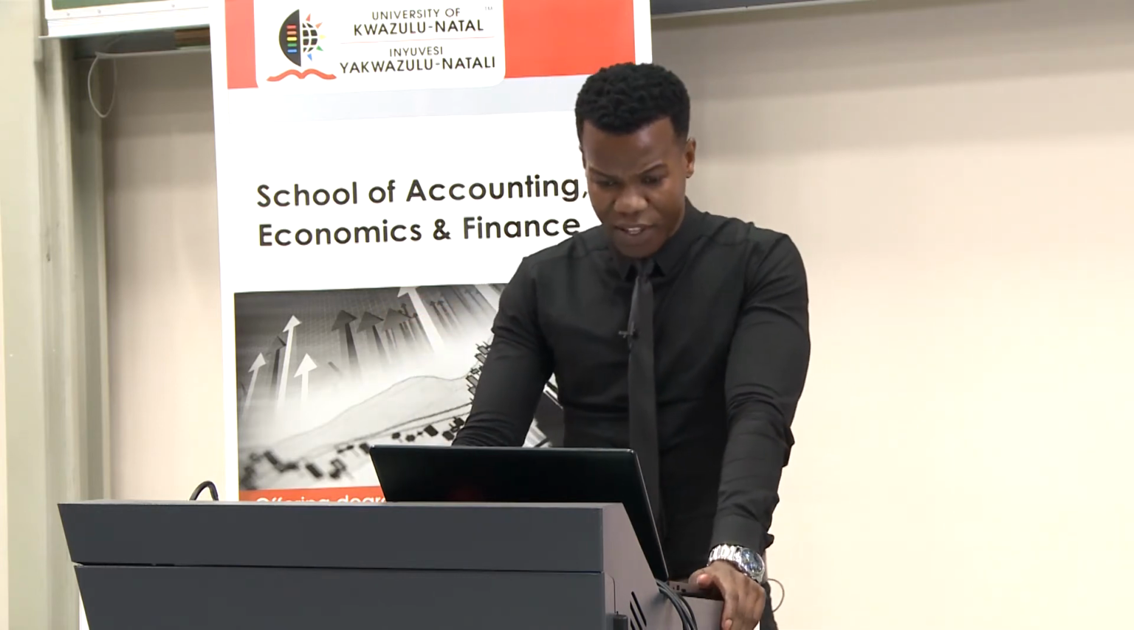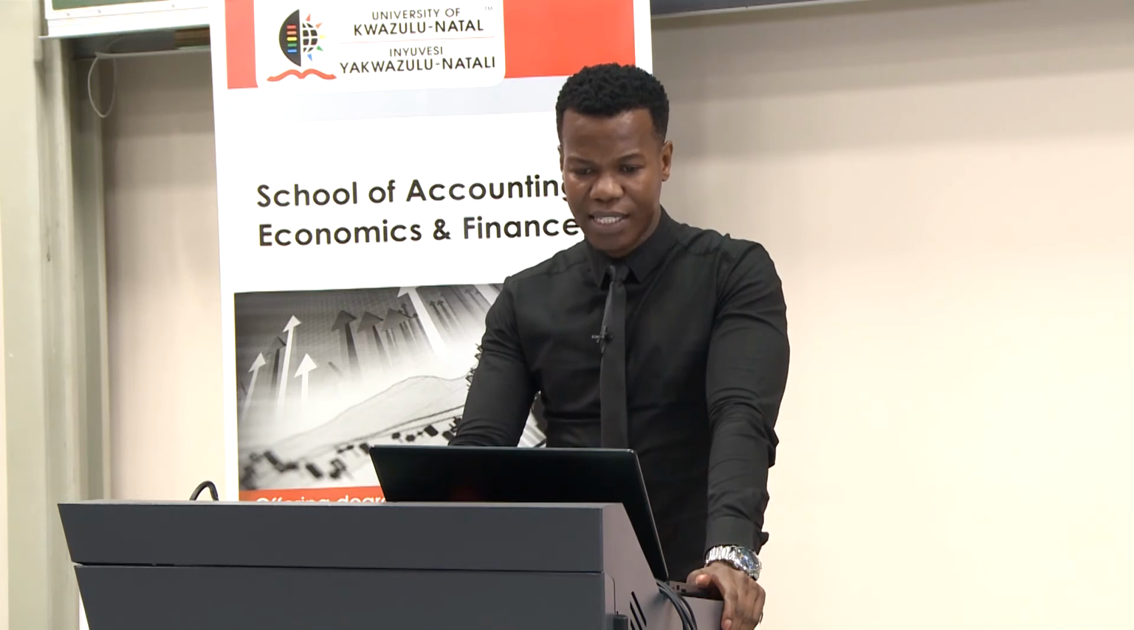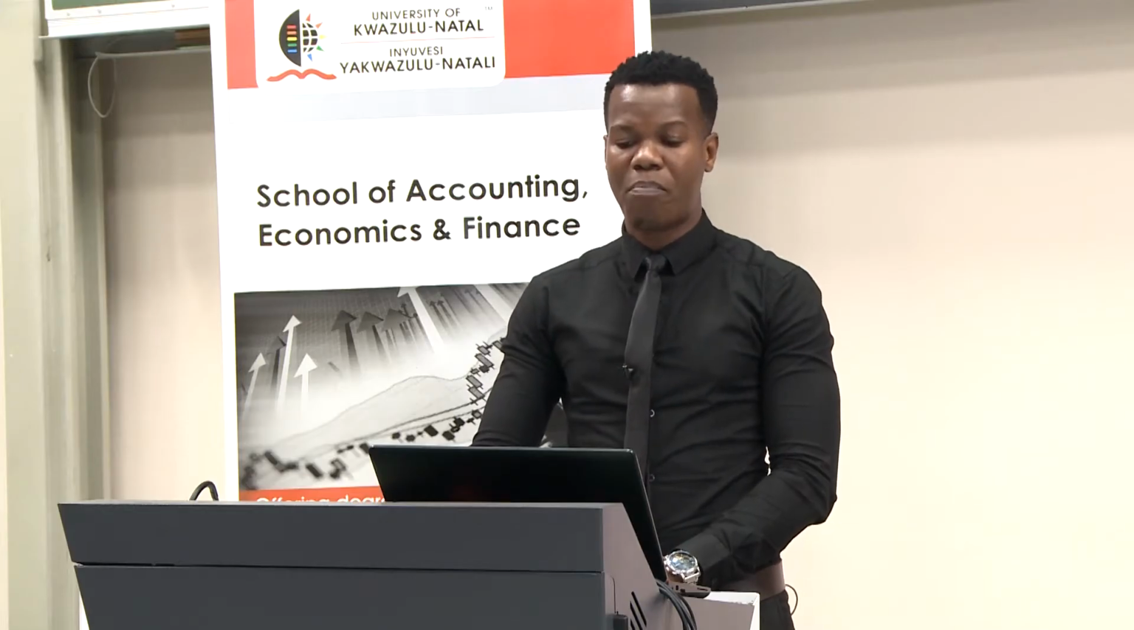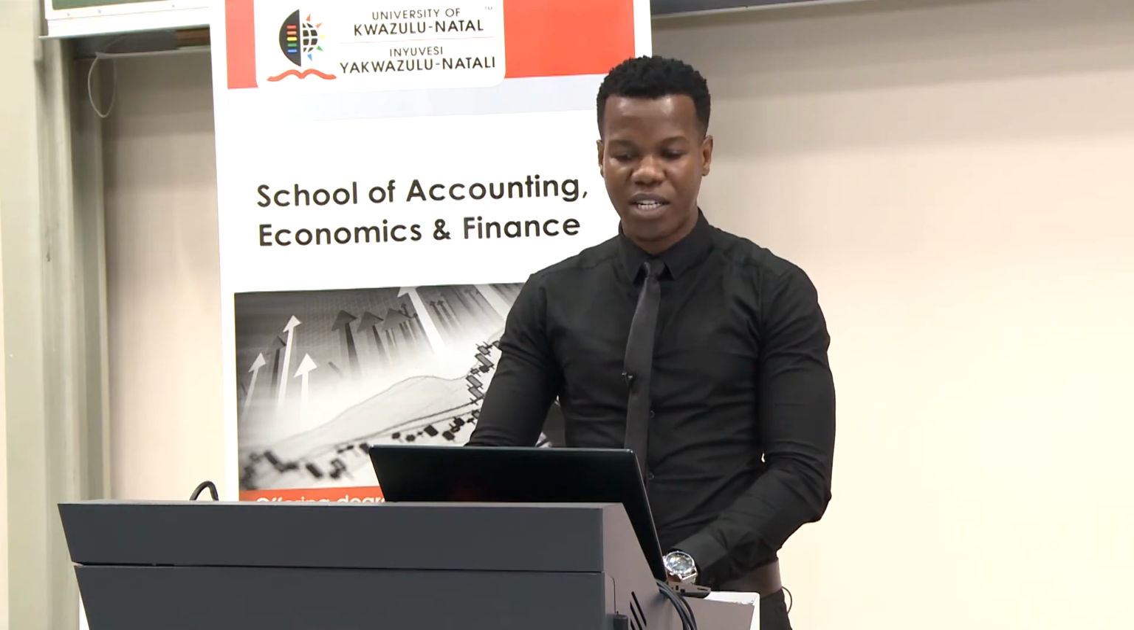Okay? Now, the next thing that you will realize is that all the information pertaining to shares sits right there under C. So you've got your authorized share capital of 2 million ordinary shares. However, on 30 June 2019, you had 1.2 million ordinary shares that had been issued. So that would be your starting point on your ordinary share capital. You want to know what is the balance of the shares that we have already issued.